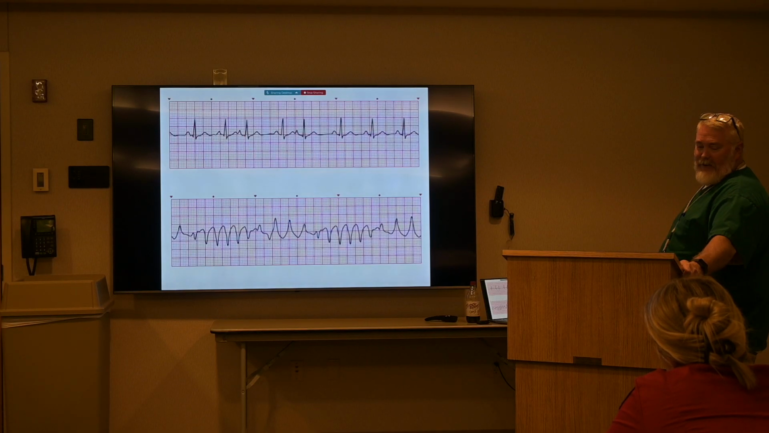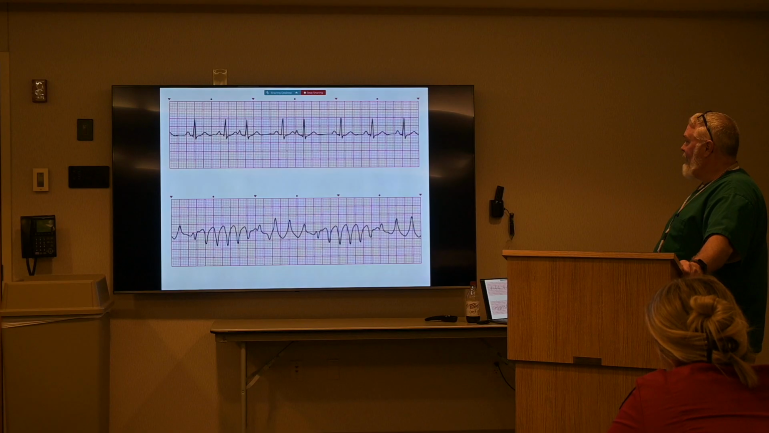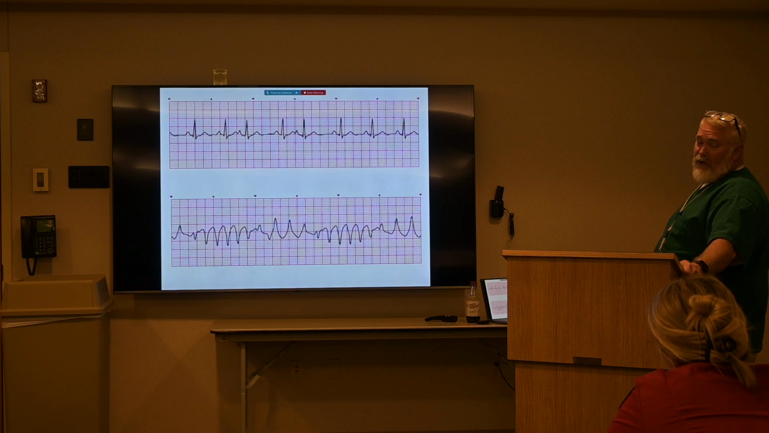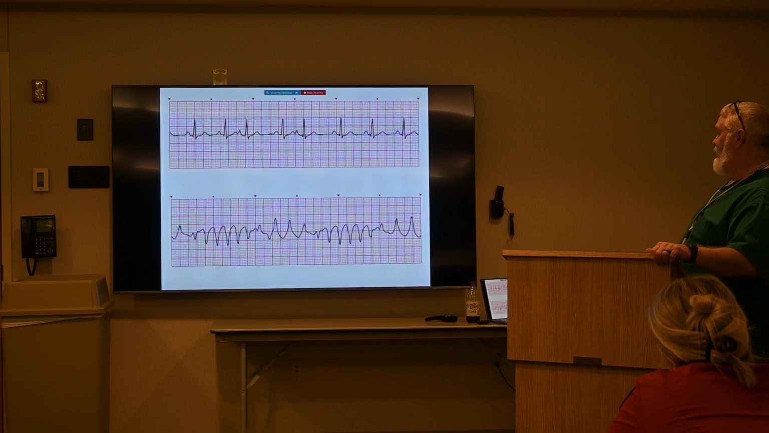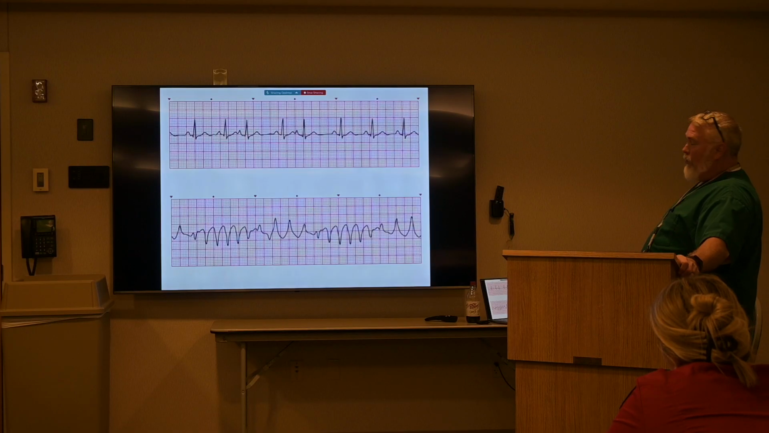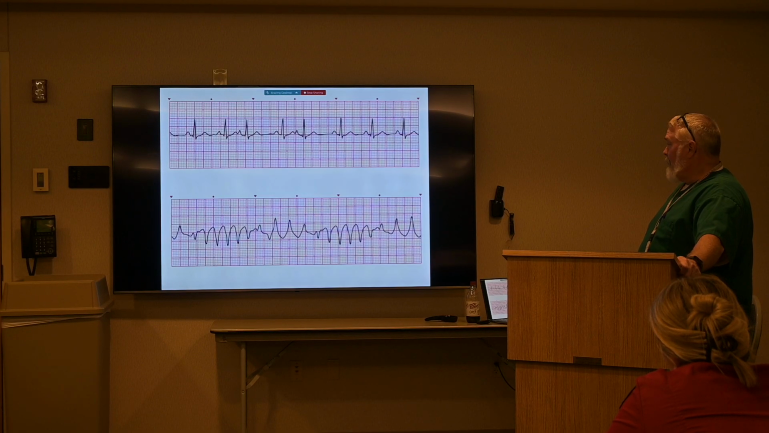Top rhythm. Is it regular? No. Okay. Do the R to R's map out? Yes, very regular. What's the rate? 80. Are there P waves?